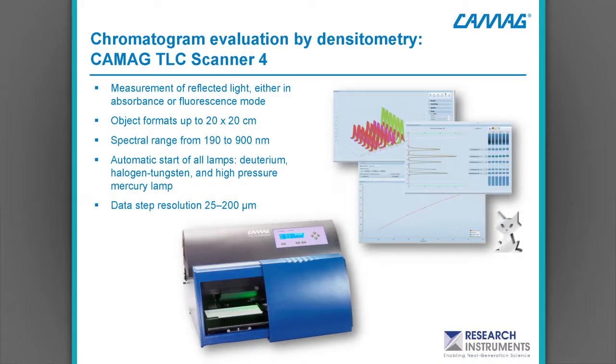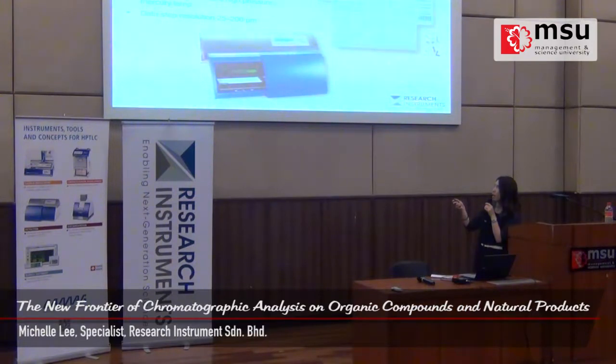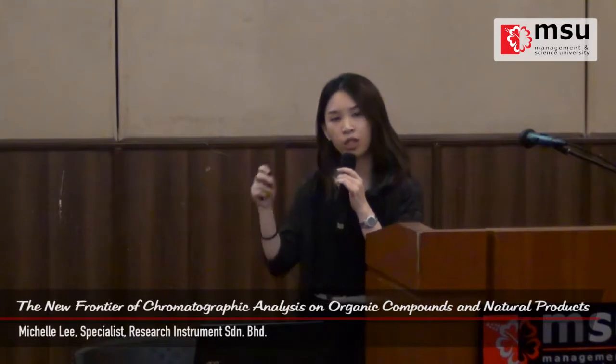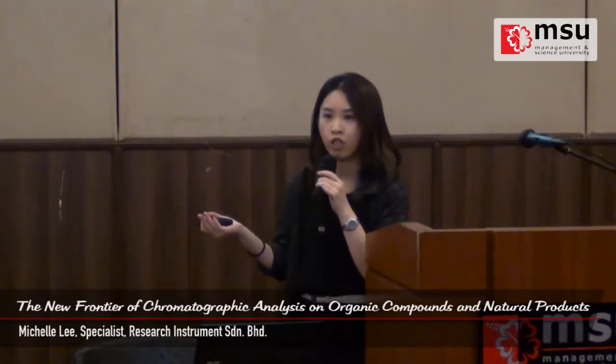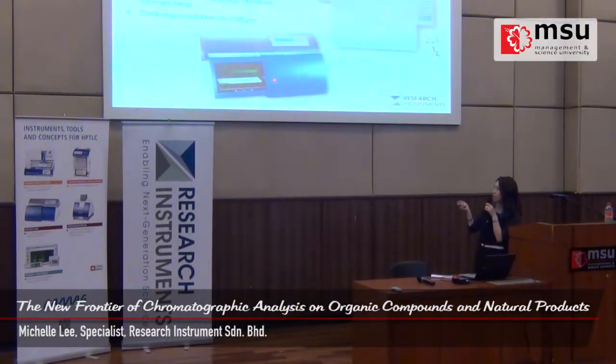And the last one is actually our scanner. If you still remember just now the visualizer, you can capture the white light, 254 and 366. But let's say your component does not absorb at this wavelength. So you actually need to go for a scanner, because the scanner has a larger range, which is 190 up to 900 wavelength. So some component maybe only absorbs at 500. So you actually get the scanner to get the chromatograph. So the scanner's main objective is actually to get the chromatograph in order to do the quantification.